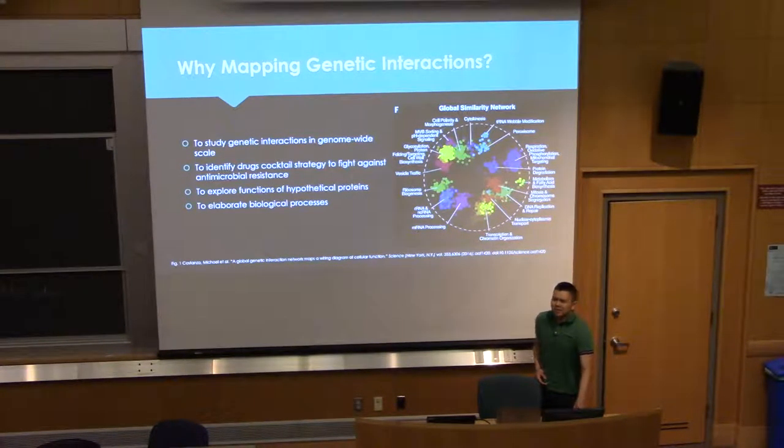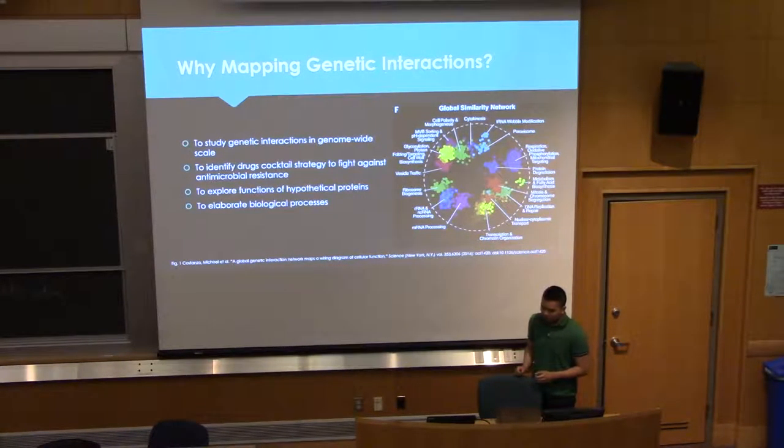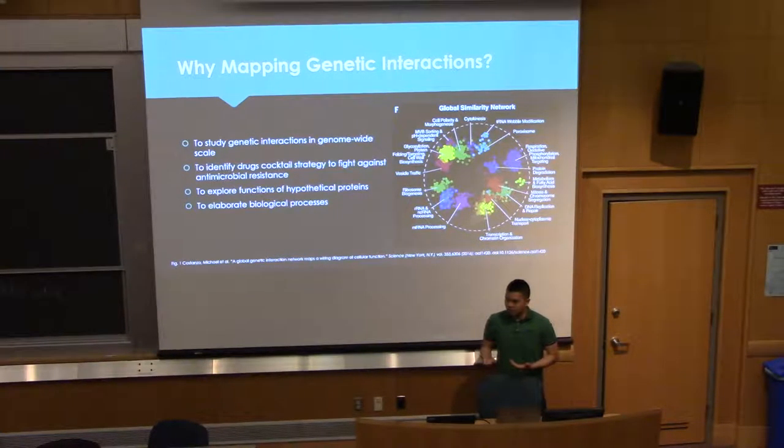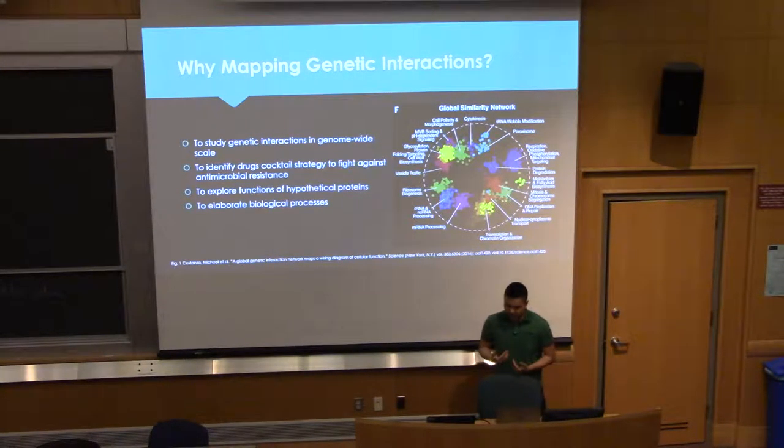When I was studying biology, I always found that biology is really a study of systems, systems made of mutually dependent subparts. The genes in our genome are these subparts that interact with each other to form different complex pathways. Their interactions are crucial to understanding biology, and that is why we need to map genetic interactions.